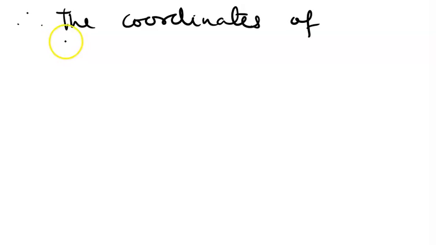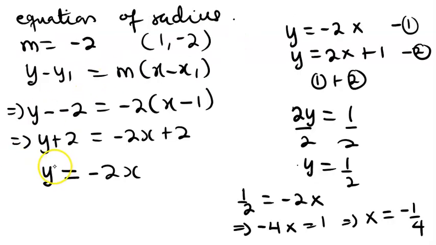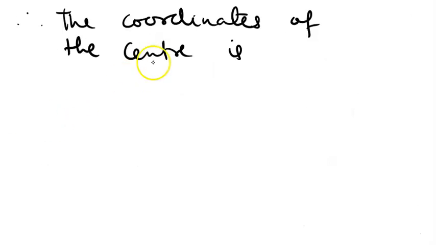Therefore, we were asked to find the coordinates, so we put them together. The coordinates of the center: the x value is -1/4 and the y value is 1/2. So the center is (-1/4, 1/2). Now let's see how the scoring was done.